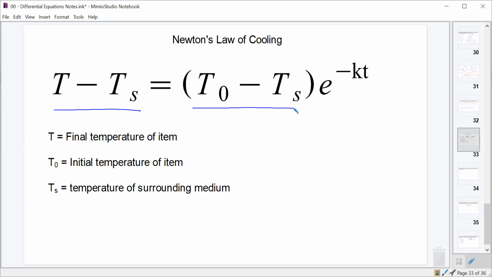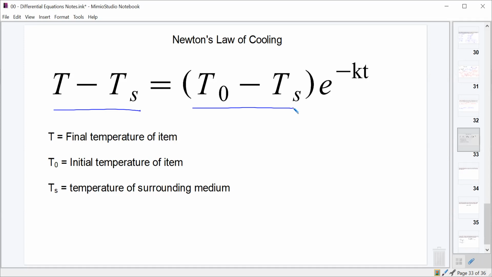Or perhaps we may heat something up. This also works for heating something up, where we might throw something into an oven to cook it or something like that, or to heat up a plate. And we want to know how long it takes to get to a certain temperature. And so if we were to use Newton's law of cooling to cool something, we'll throw a negative up there, the negative kT. But if we were to use Newton's law of cooling to heat something, it will just become e to the kt.